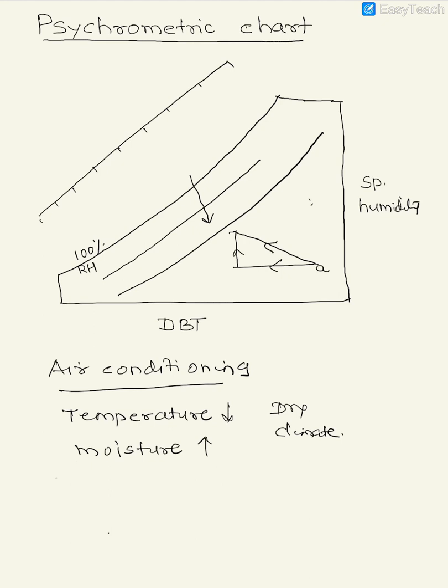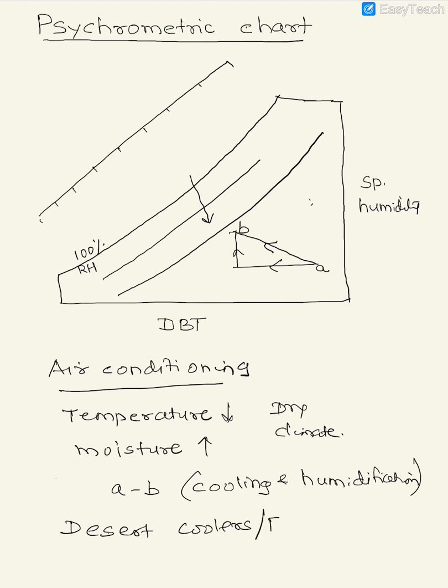So the curve A to B is cooling and humidification, which would give you the desired comfort condition. This is recommended in a dry climate. You know that desert coolers, or evaporative coolers, or simply coolers, basically perform this kind of operation. Now, if it is a humid climate like Mumbai, in that case we need to reduce the moisture content.